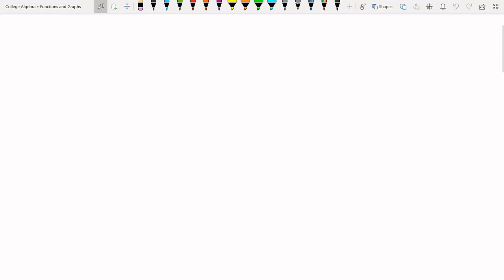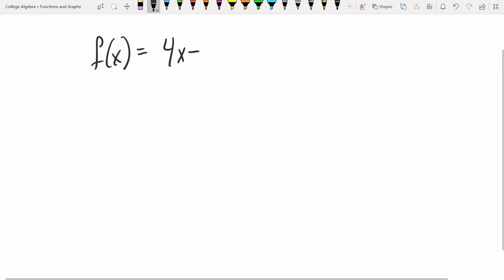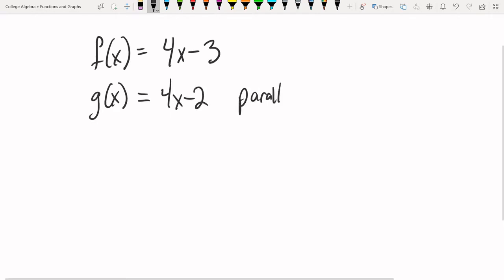There are a couple more things we should talk about when considering linear functions and slope. A parallel line is a line that has the exact same slope. So if we have a linear function, let's say f of x equals 4x minus 3, then we can say g of x equals 4x minus 2. This is a parallel line. That's because we care about the slope. The slope is the exact same, therefore they're parallel.